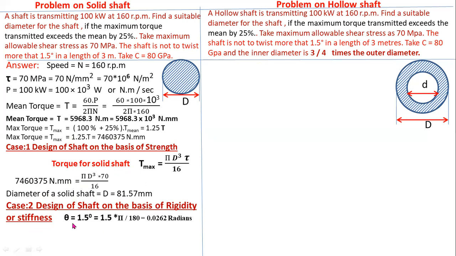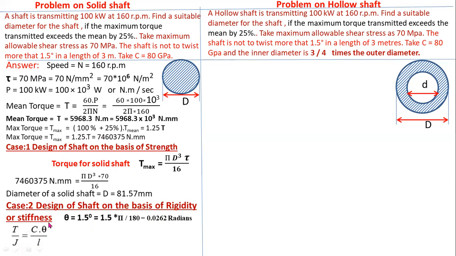Here theta equals 1.5 degrees, that is the angle of twist. You have to convert this angle from degrees into radians. 1 degree equals pi by 180 radians. So you have to multiply 1.5 degrees with pi by 180. Here, 0.0262 radians. We must convert degrees into radians. Now the length of the shaft L equals 3 meters.